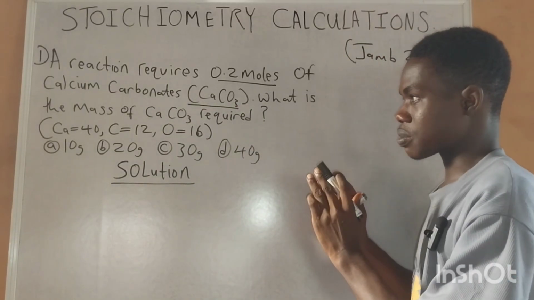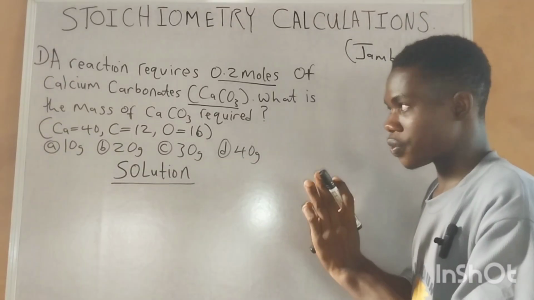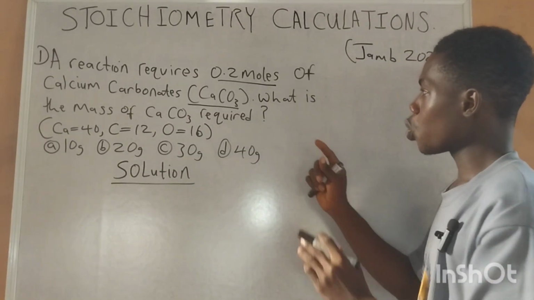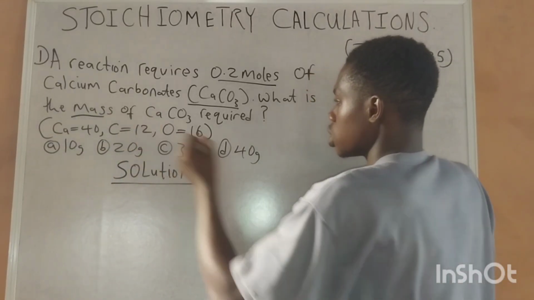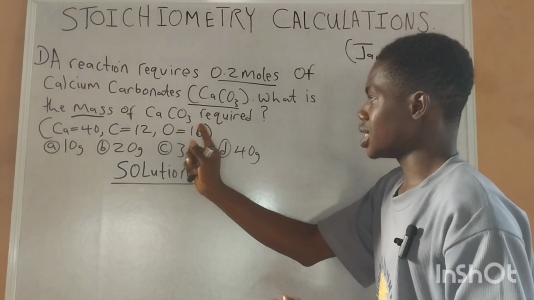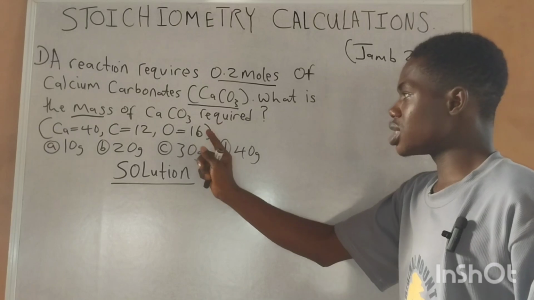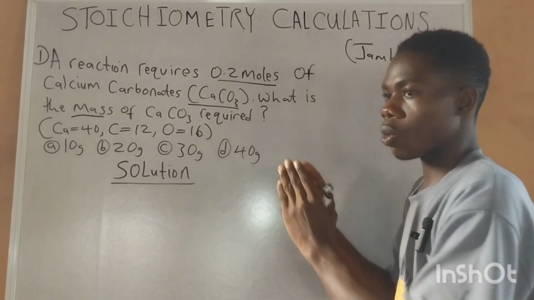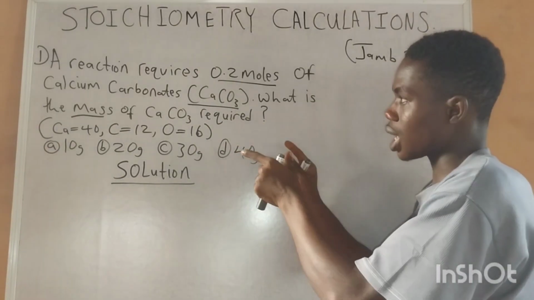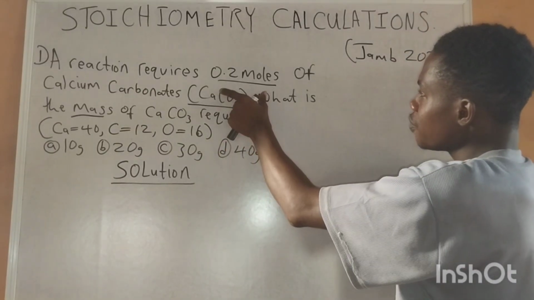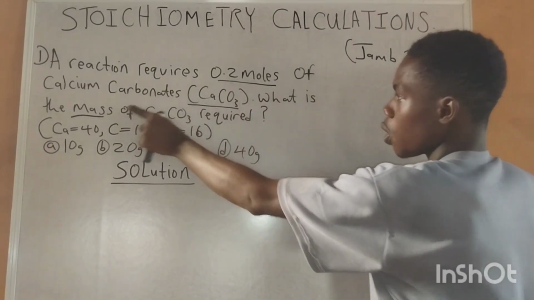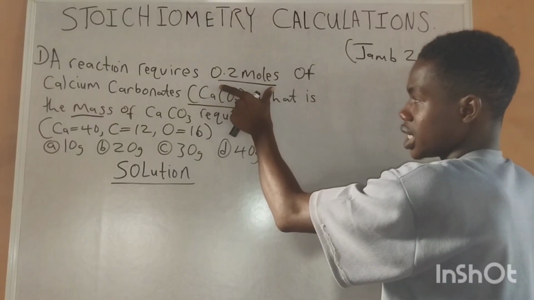Now, the first thing is to know what you are looking for. In this particular question, we're being asked to find what? The mass. The question says, what is the mass of CaCO3? And CaCO3 happens to be the compound that we are working with in this particular question. And if you also look at this question very well, we are given moles, 0.2 moles of calcium carbonate. So we're given moles in this question.